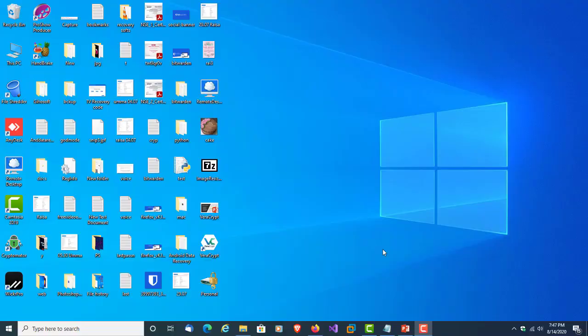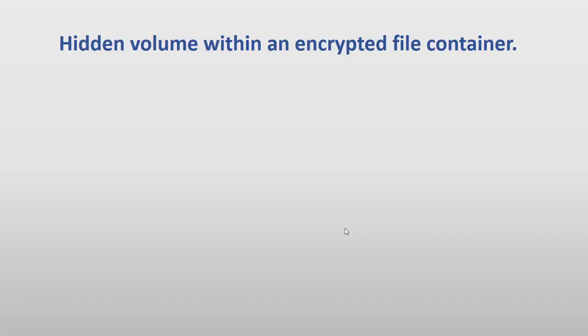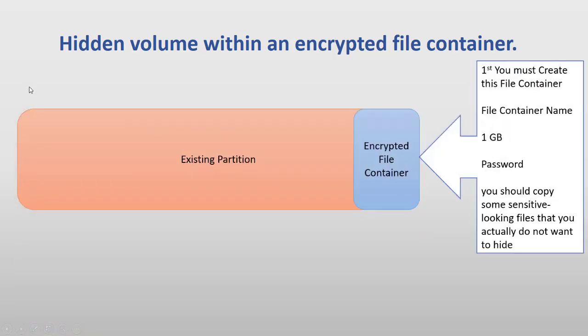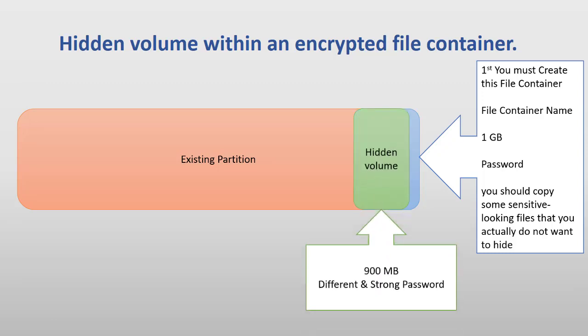Next we are going to create a hidden volume within an encrypted file container. The main reason why you want to create a hidden volume is that you don't want to worry about your actual data when you are forced by someone to reveal the password of the encrypted volume. To create a hidden volume, first you must create the encrypted file container. This is called the outer volume. And you should copy some sensitive-looking files to the outer volume that you actually do not want to hide. After that only you have to create the hidden volume with a different and strong password.